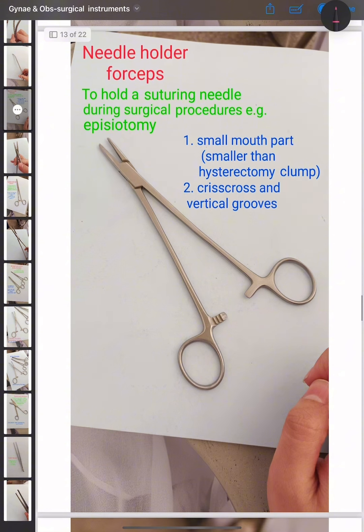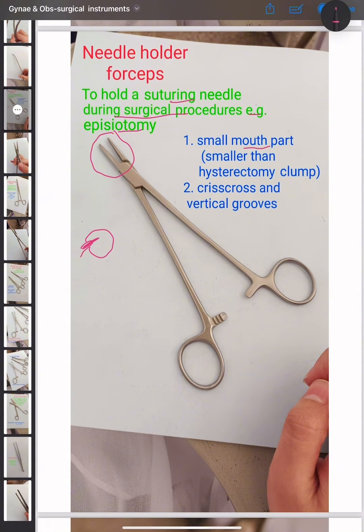Okay, the next one is needle holding forceps. This is a small scissor-like thing with two small hooks here. It is used to hold a suturing needle during surgical procedures, for example, episiotomy. Episiotomy is the cutting of the vaginal wall or cervix area. A small cut is given here, and for that purpose this needle holding forceps is used to hold the needle during the process.